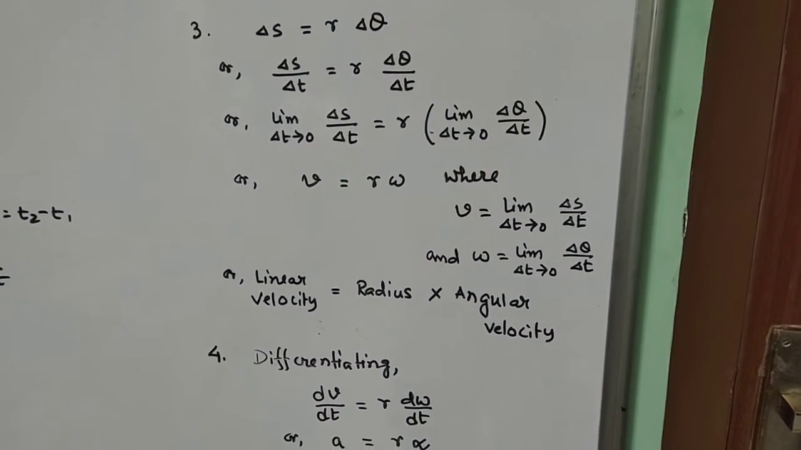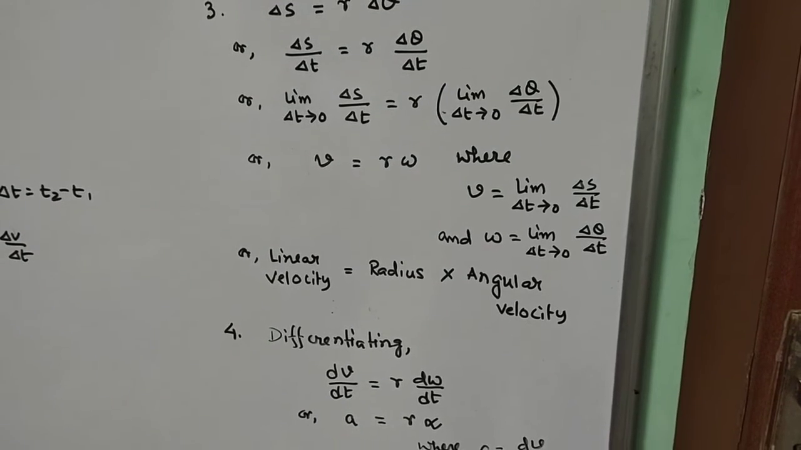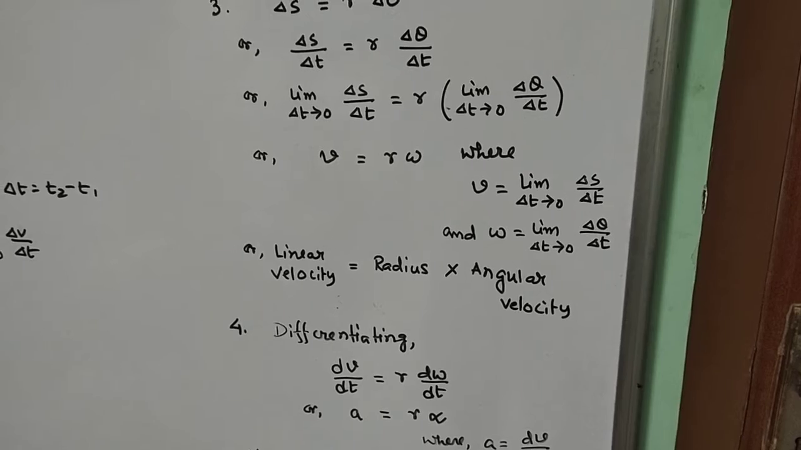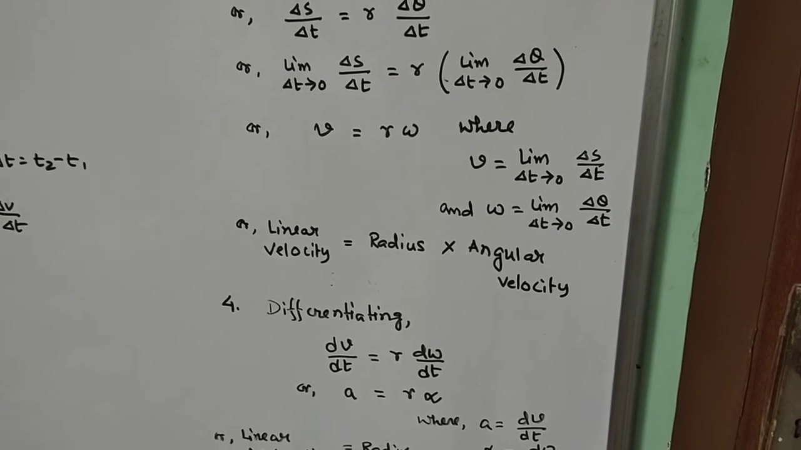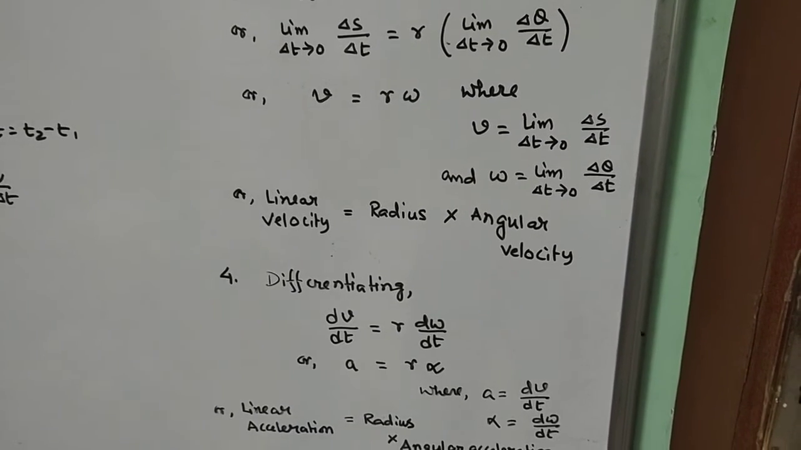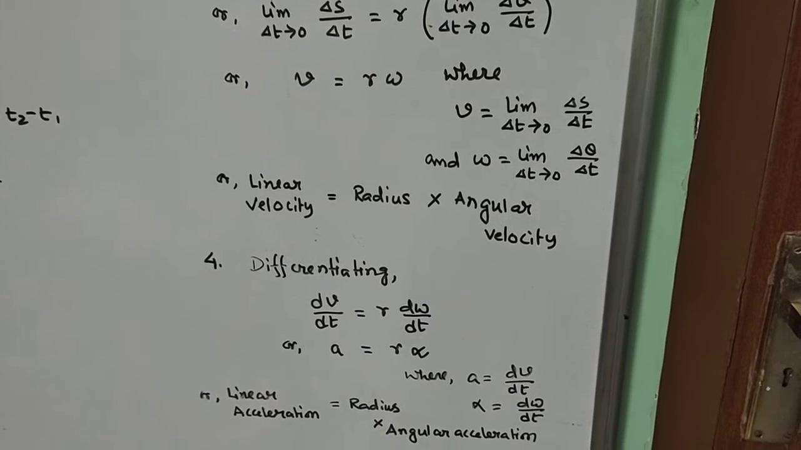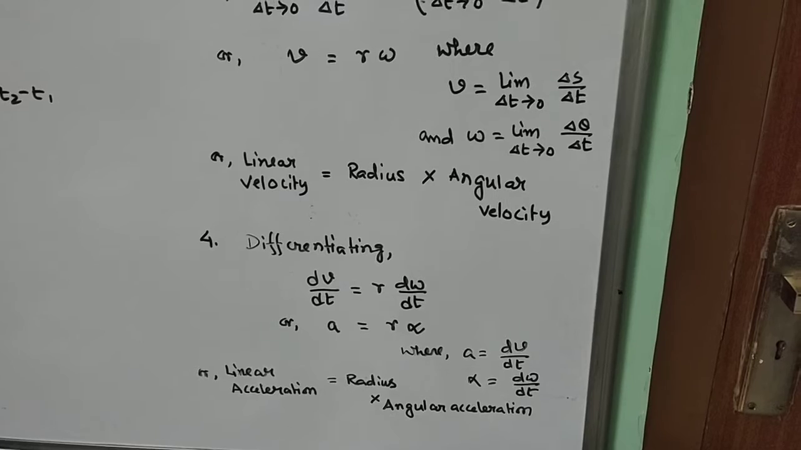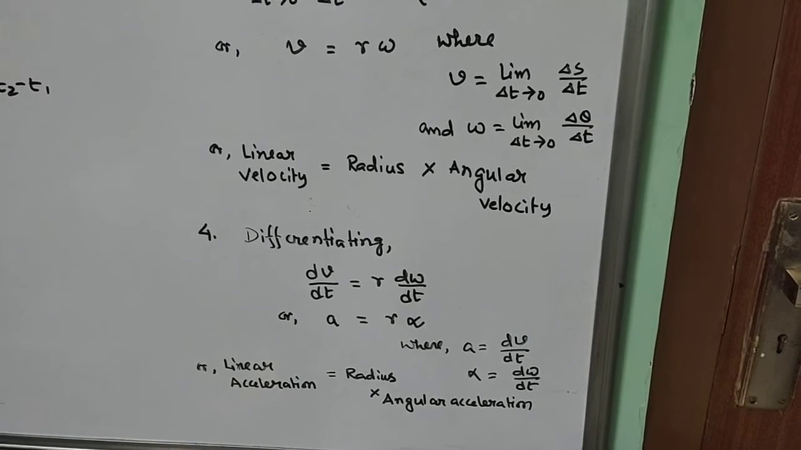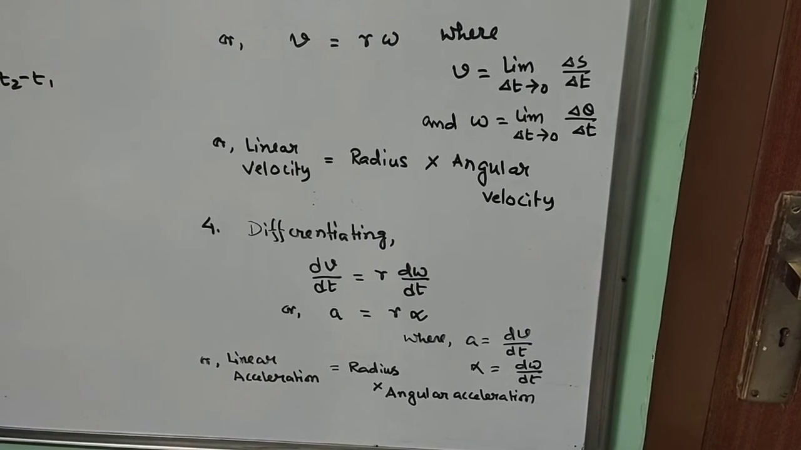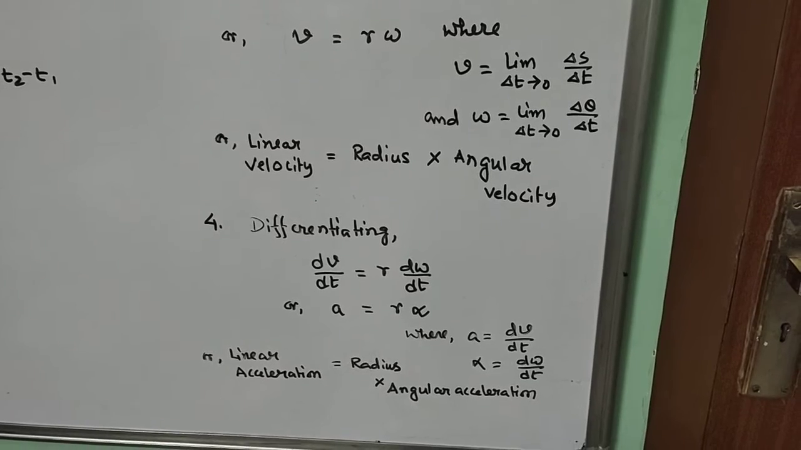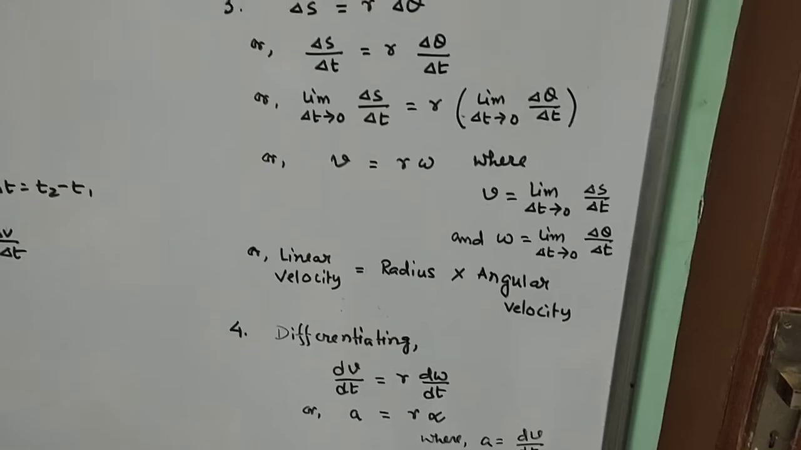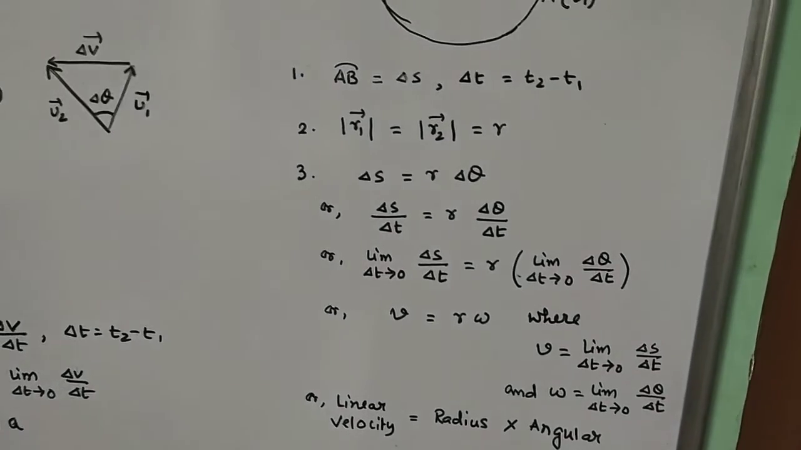Now if you differentiate both sides with respect to time, v equal to r omega, you will get the expression dv by dt equal to r d omega by dt. So dv by dt is nothing but the acceleration, and r d omega by dt is nothing but the angular acceleration. So a is your linear acceleration and alpha is your angular acceleration. So linear acceleration equal to radius into angular acceleration. So this is another relation. So these are the two important relations from linear and angular.